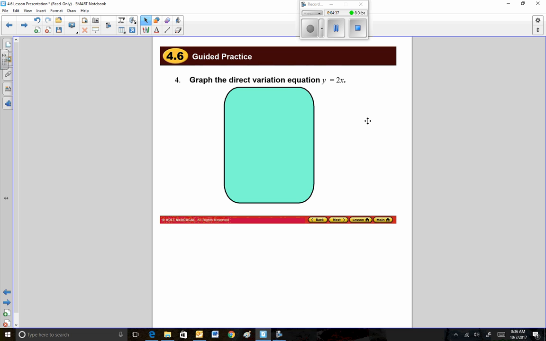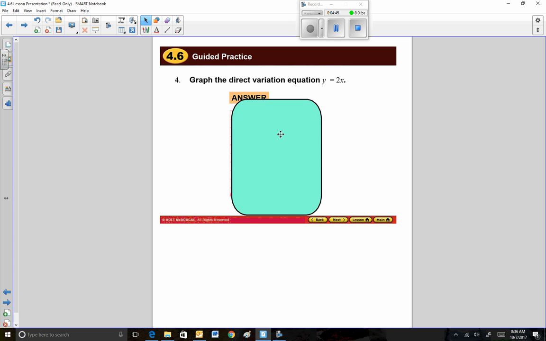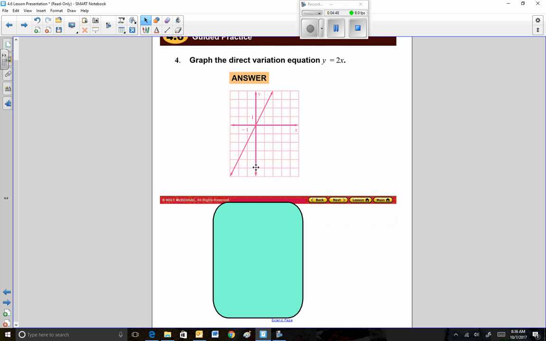Let's have you try this. Graph the direct variation equation y equals 2x. Pause your videos. Let's see what you did. You should have put a point at 0, 0. Voila. And then a slope of 2/1, so I go up 2, plot a point right there, and create a line.